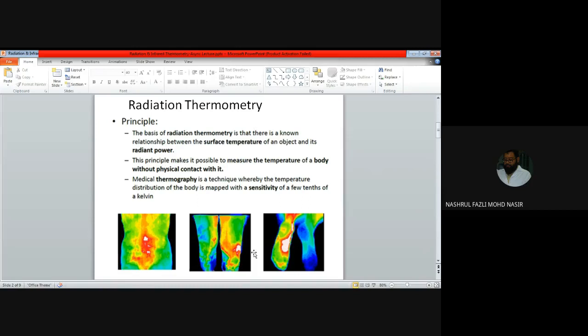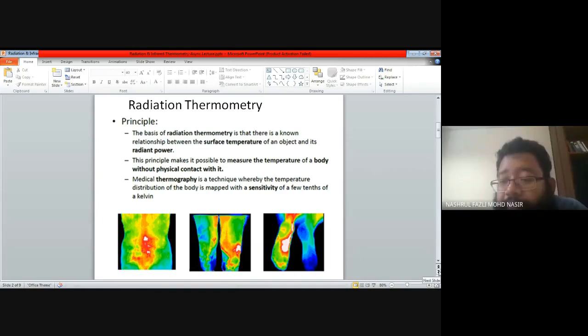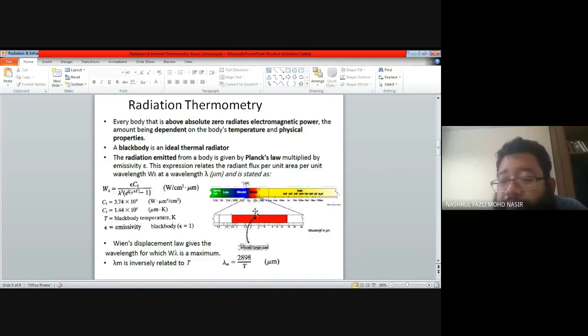By understanding this, we know there should be a method or system that can detect temperature, especially using a contactless method. So this is the theory behind it.